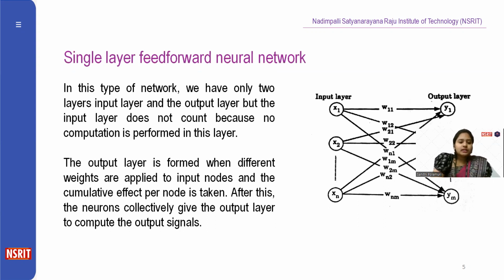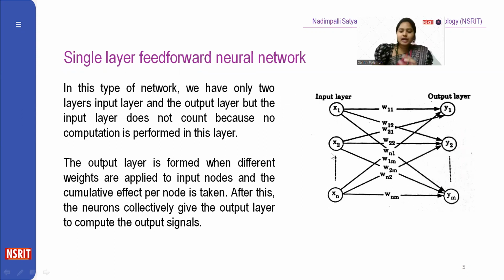Coming to a single layer feed-forward neural network, this is the architecture of a single layer neural network. As you can see here, we have only one input layer and one output layer. There is no hidden layer in between these two layers. So this is a single layer feed-forward neural network.